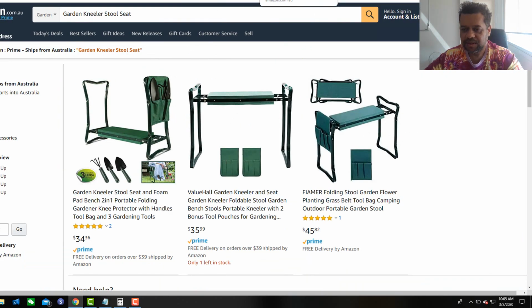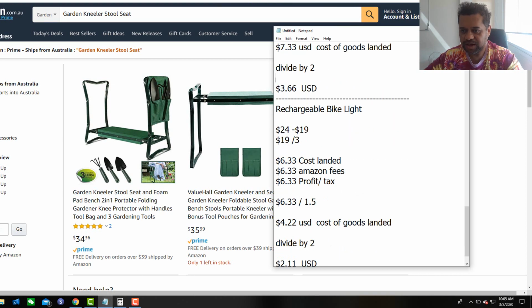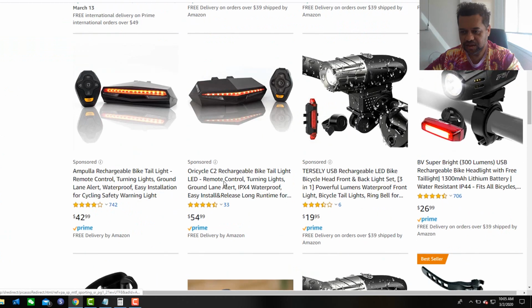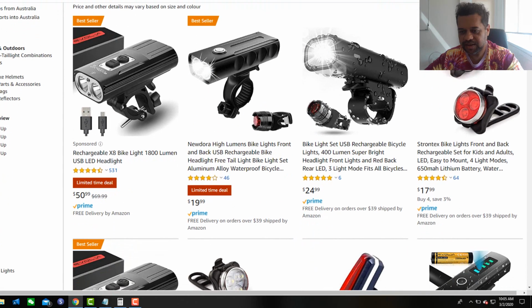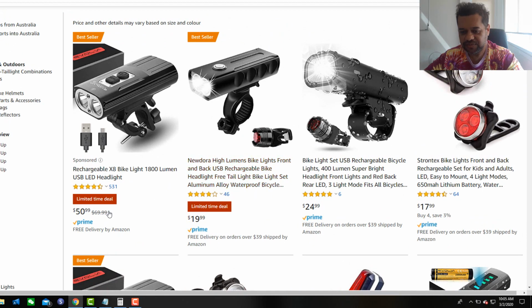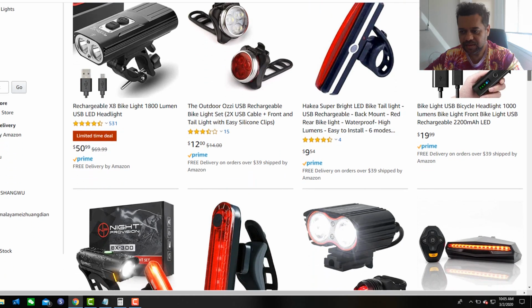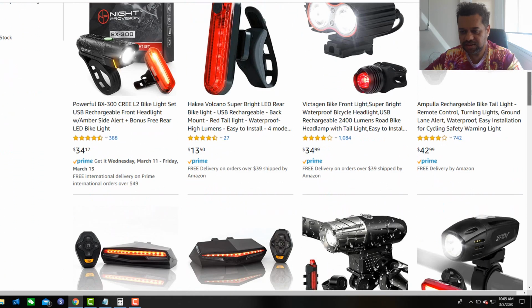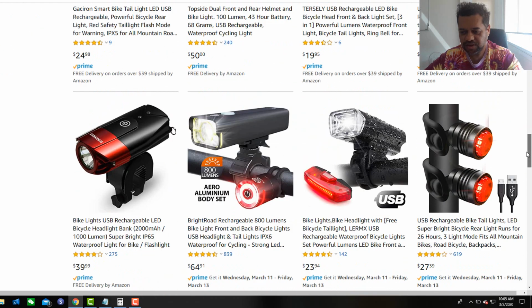All right, let's go to the next one here, which is a rechargeable bike light. Again, I just found this by drilling down sports and fitness. This is a popular category. You know, the top ones are sort of $50, and then there's $19, $24, $17. Let's see, $19, $34.